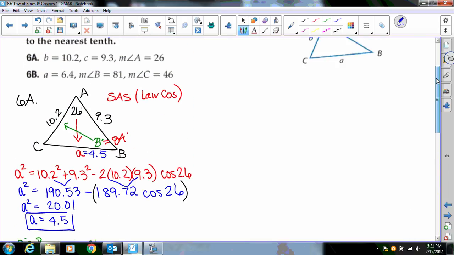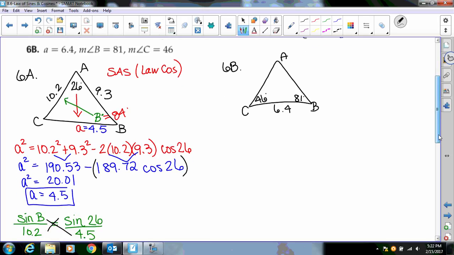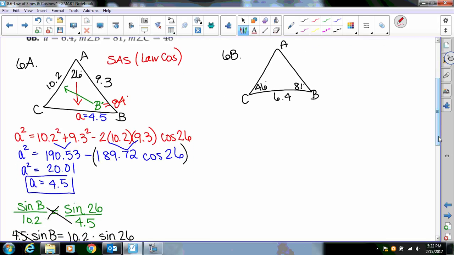Okay, let's try this last one. So 6B, again, we're going to draw the picture. So A, B, C. Little a is 6.4, so that's the side across from A. Angle B is 81. Angle C is 46. Okay, so the easiest way to start this would be to find the measure of angle A. Just add them up, subtract from 180. So the measure of angle A is 53.